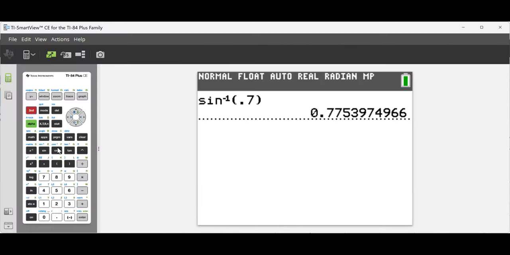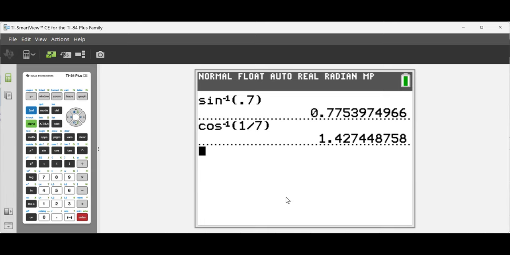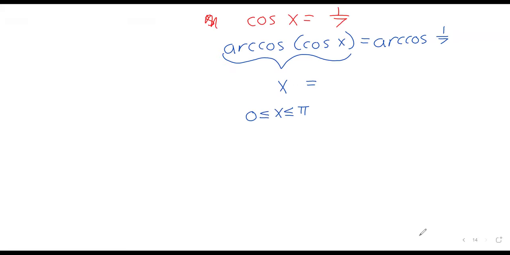It's right above the cosine, again, color-coded. So 1.427. And again, in actuality, the cosine of x equals 1/7 has an infinite number of solutions. We're just getting the solution between 0 and pi.